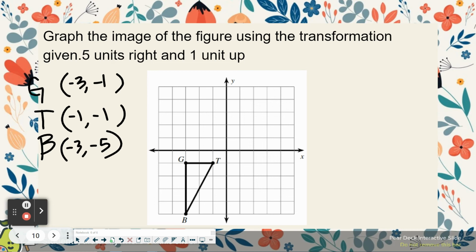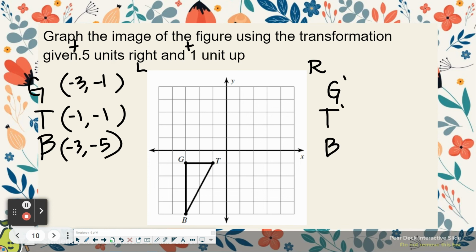Okay? Right, just remember this is your left, this is your right. If we move right on a number line, this is going to be plus 5. And if we move up, this is going to be plus 1. So we can add 5 to all of our x values.